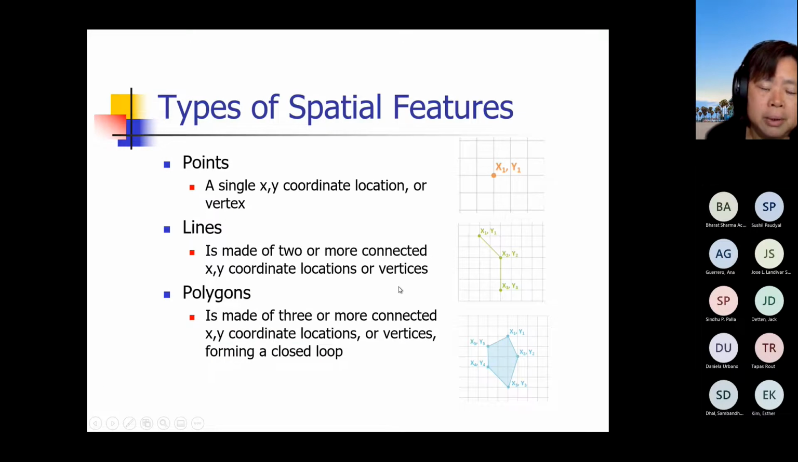Based on the shape of the spatial features, we have three basic types: points, lines, and polygons. A point is just a single XY coordinate location, and two points form a line. If we have three or more points, as long as they form a closed loop, this becomes a polygon. Those are the three basic types of spatial features.